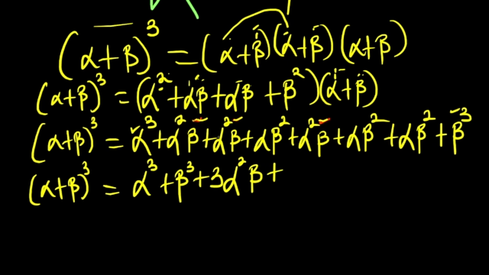Here we have alpha beta squared. Let me count them to know how many they are. Alpha beta squared 1, alpha beta squared 2, and alpha beta squared 3. It means we also have 3 alpha beta squared, right? Okay, so let's go ahead and add them. Plus 3 alpha beta squared, right?